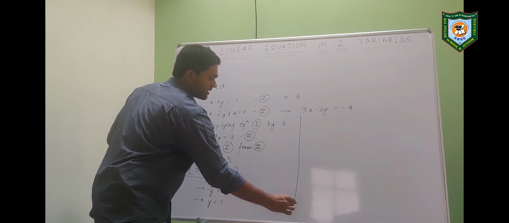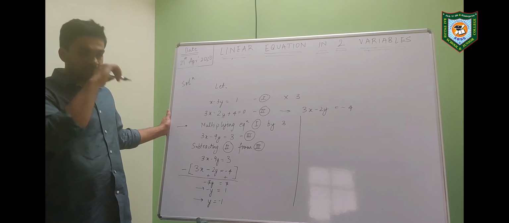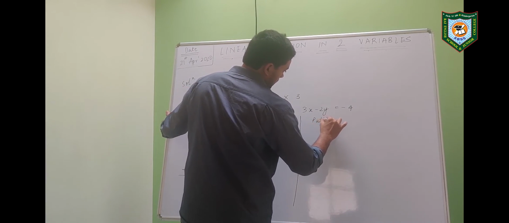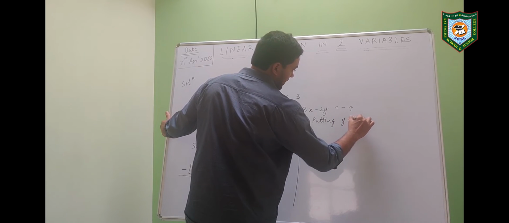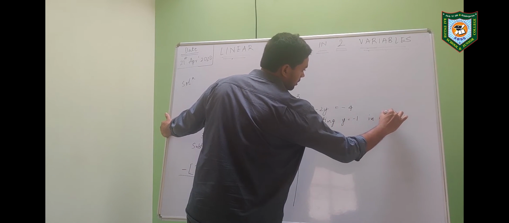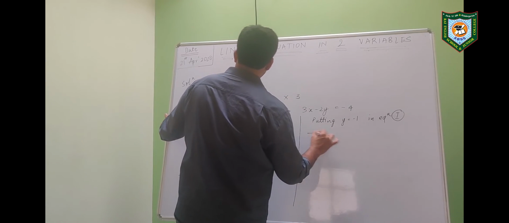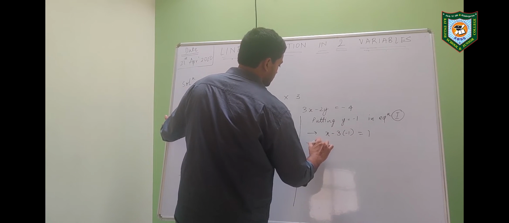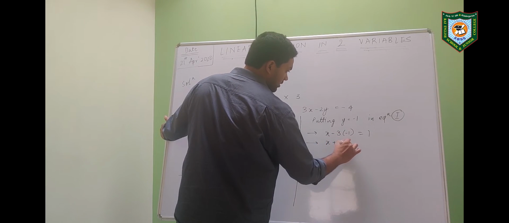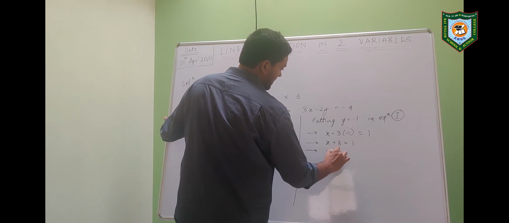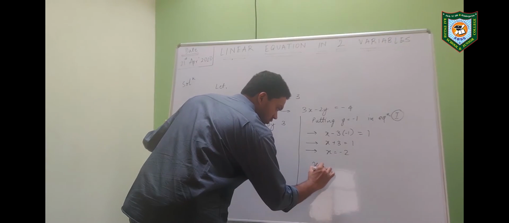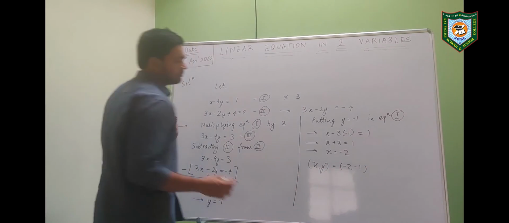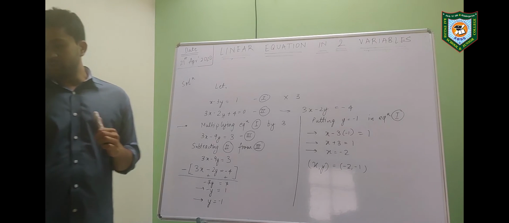Now once I receive y equals to minus 1, I need to substitute the value and find the value of x. So putting y is equal to minus 1 in equation 1, this will give me x minus 3 times minus 1 is equal to 1. Therefore x plus 3 is equal to 1. This implies x is equal to minus 2. Therefore my solution is x comma y is equal to minus 2 comma minus 1. Again, we have the same solution as the substitution method.